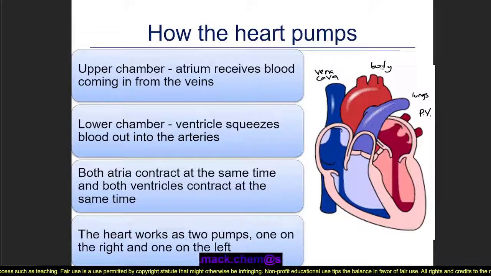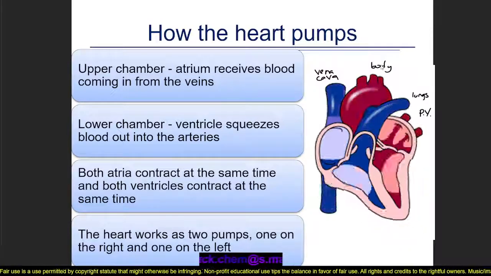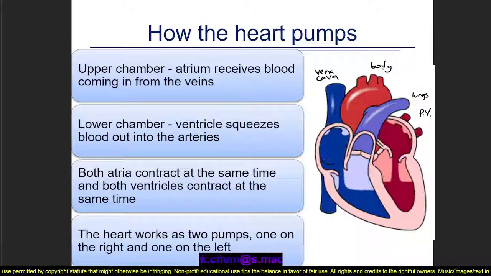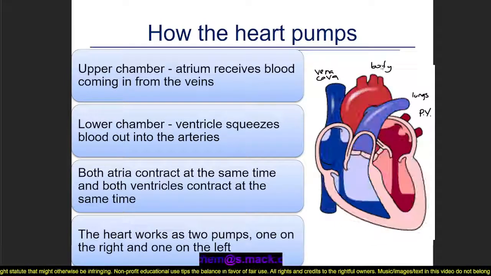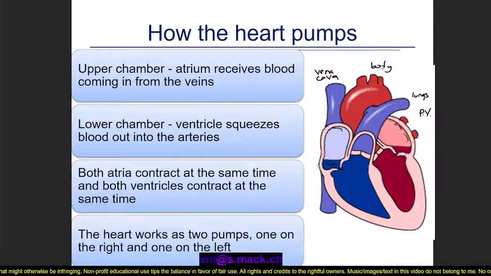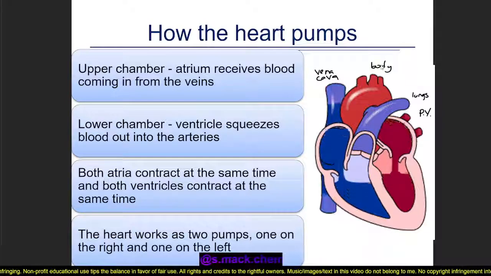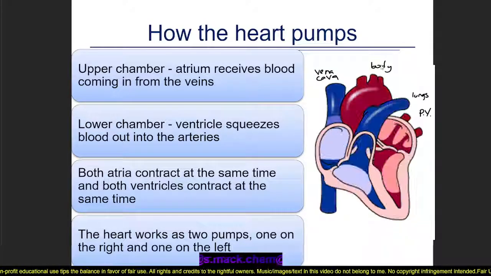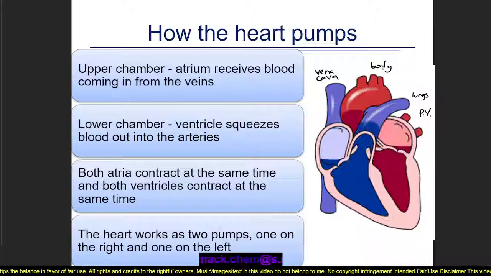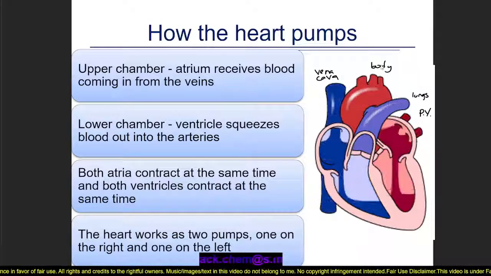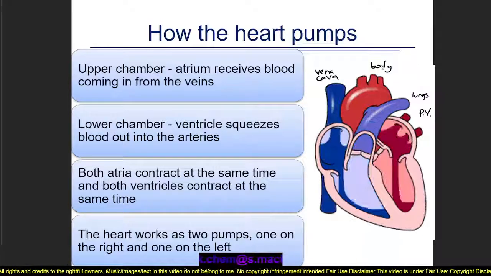In my last slide, I mentioned the heart works as two pumps, one on the left and one on the right. So to summarize, we have looked at blood flow through the heart, through each chamber, from right atria to right ventricle, to left atria to left ventricle. This blood flow in the heart occurs when the atria contract at the same time and the ventricles contract at the same time. So we say that the heart works as two pumps, one on the left and one on the right, and that is why the heart is referred to as the double circulatory system.